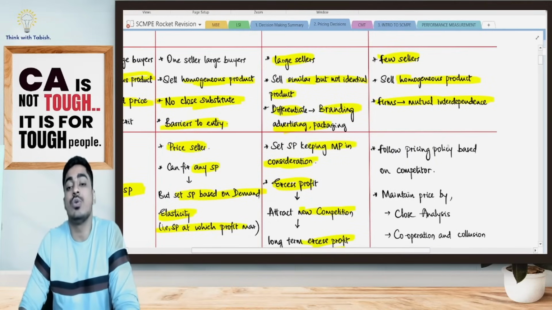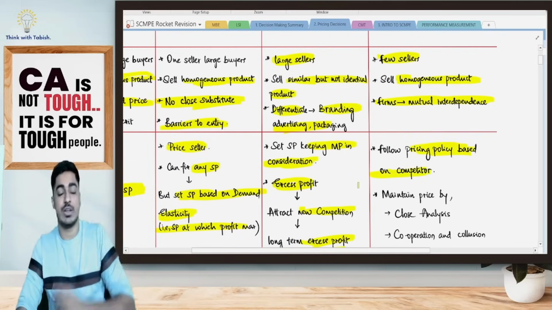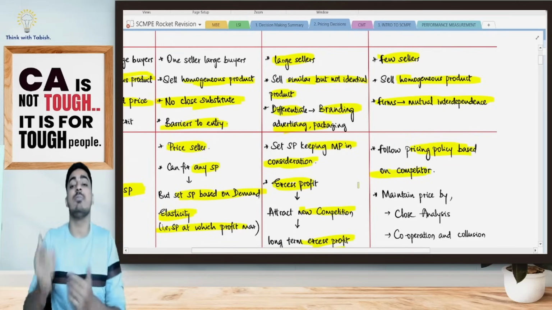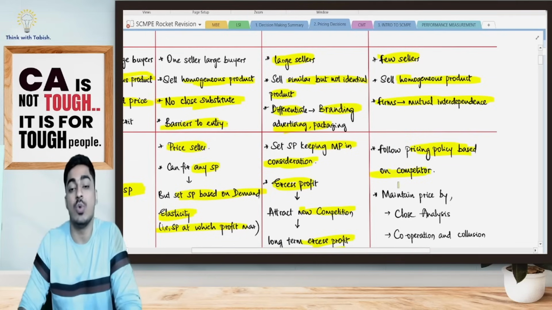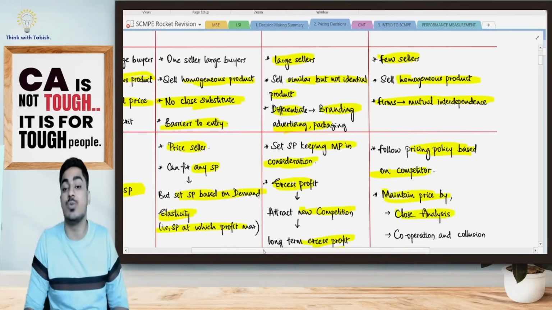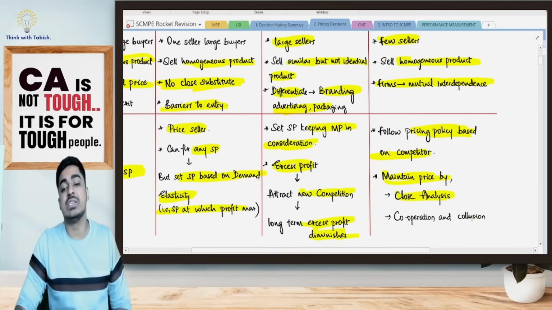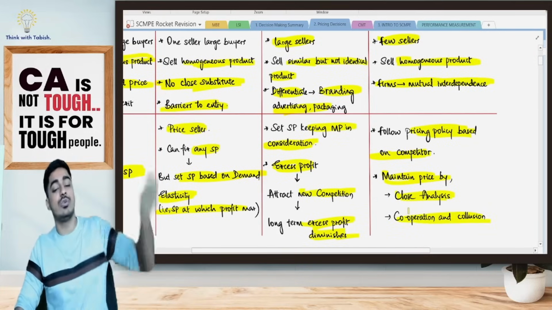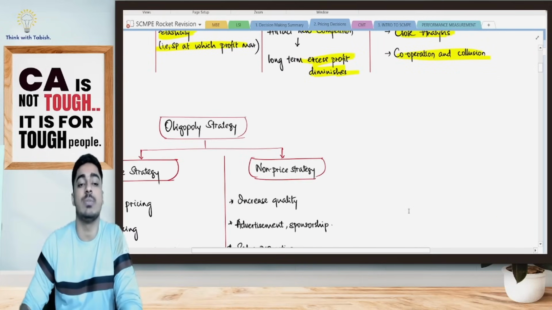We are going to follow the pricing policy of our competitor. Whatever my competitor is doing, that only I'll be following. Now, how do I know what my competitor is doing? Either close analysis of each other's behavior, where I'll have a person who will completely keep analyzing what he is doing, or else cooperation and collusion. You both cooperate together and increase the price, because only 2 people are there.